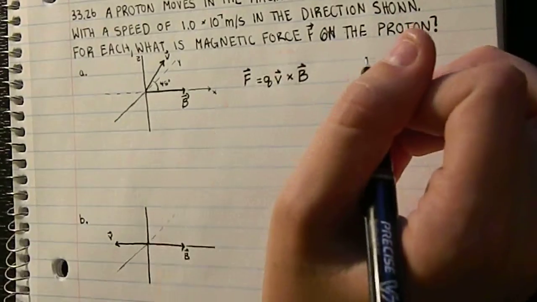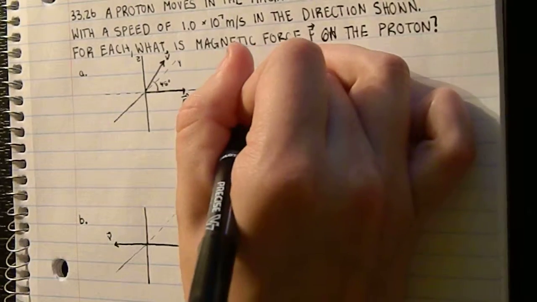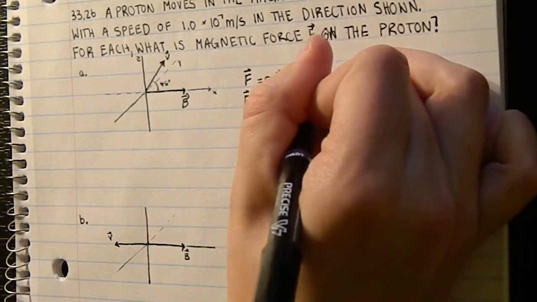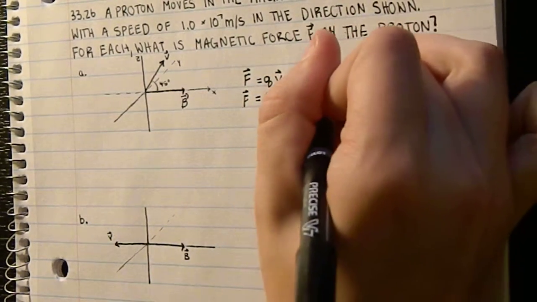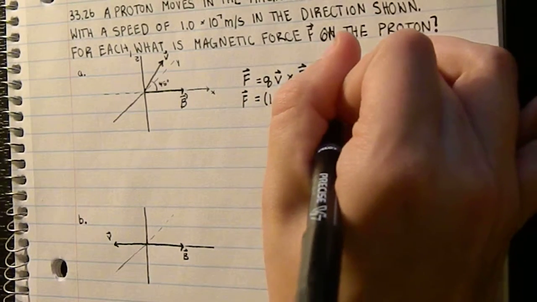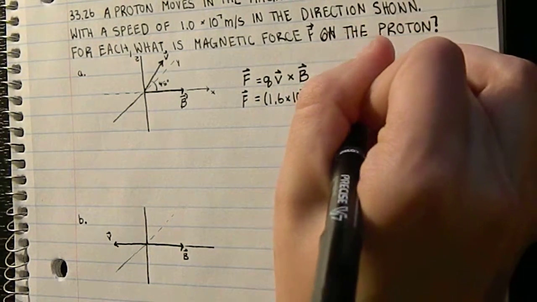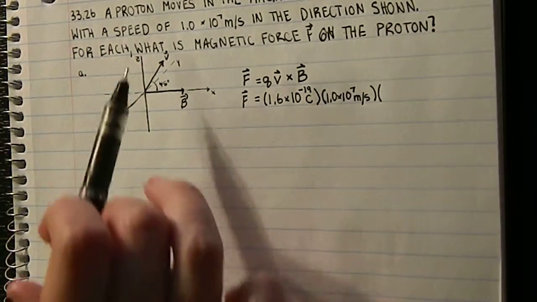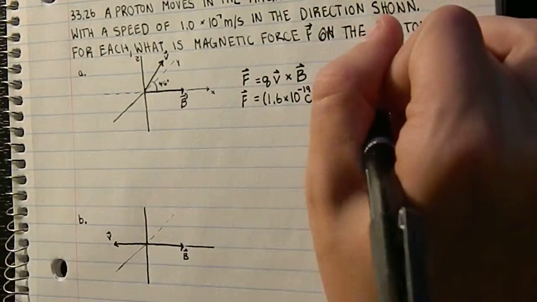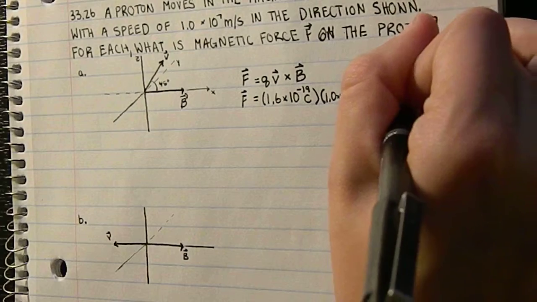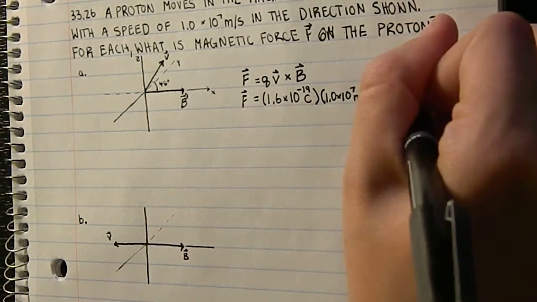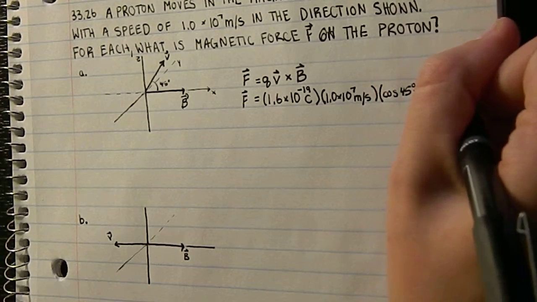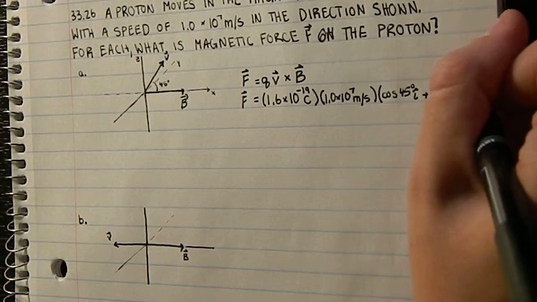So for this, we have Q equals 1.6 times 10 to the negative 19th coulombs. Then you have times 1.0 times 10 to the 7th meters per second. And then we need that in both the X direction and the Z direction. So we have cosine of 45 degrees in the X direction, so we have I hat, plus sine of 45 degrees in the Z direction, so we have K hat.